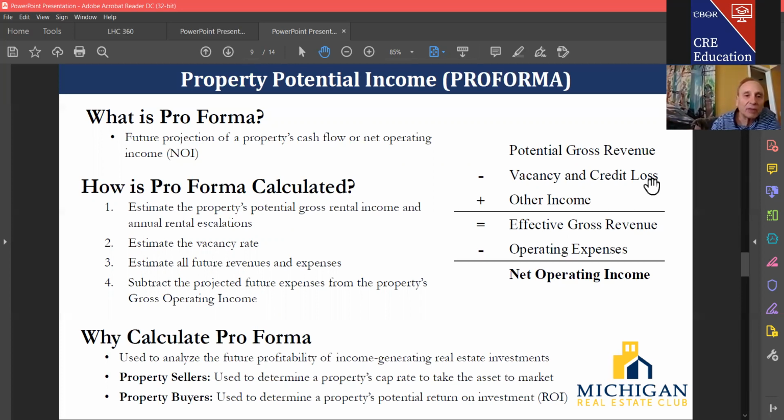So how is it calculated? We're estimating the gross potential number and escalations, vacancy in, and then we've got to subtract all projected future expenses from the gross income, getting our NOI. So sellers use this to determine a property's cap rate to take the asset to market. A seller wants this to look as strong as possible by using a lower cap rate, and buyers are looking to get a higher number.